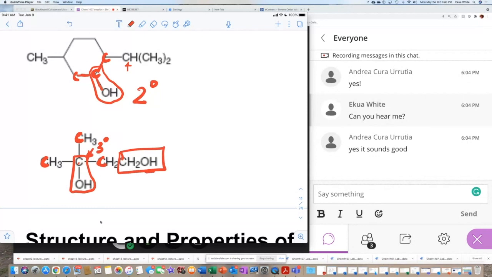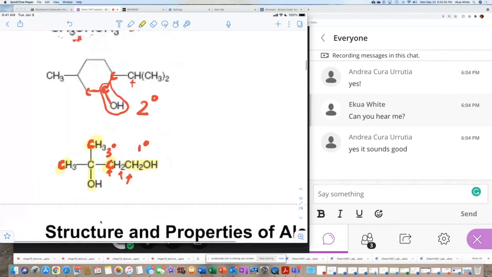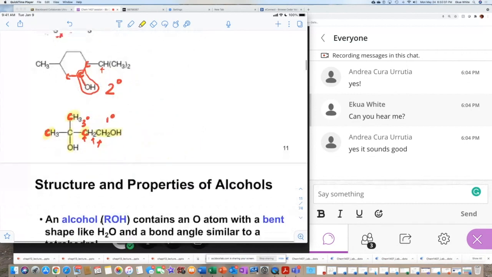So the question is, how many carbons are directly attached to this carbon? Well, its neighbor is just that carbon. So this one here is primary. So in this little structure here, we have both primary and tertiary, right? Because we're looking at what's attached to this, that would be that. What's attached to this, that would be those 3. Okay, so primary and tertiary.